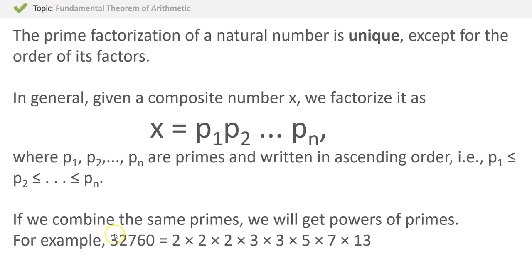For example, 32760, which we have seen in the previous slide, is expressed as 2 multiplied by 2 multiplied by 2 multiplied by 3 multiplied by 3 multiplied by 5 multiplied by 7 multiplied by 13, and now you can express that uniquely as 2, 3, 5, 7, 13 raised to some powers. So 2 raised to the power 3, 3 raised to the power 2, 5 raised to the power 1, 7 raised to the power 1, 13 raised to the power 1 gives you 32760.